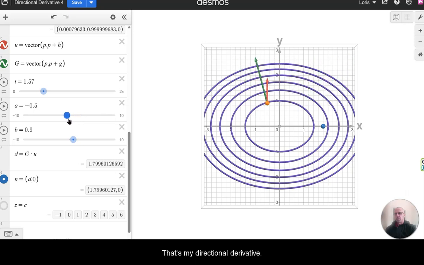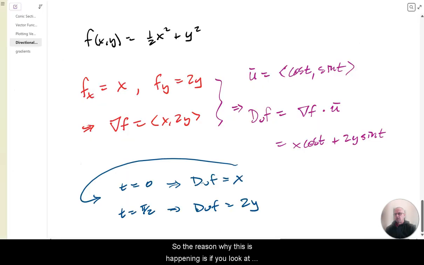That's my directional derivative, even though it kind of looks like these two are changing with respect to each other, and that's how directional derivative works. But I want you to notice that the gradient vector is getting longer and shorter, so that may have something to do with it. The reason this is happening is, if you look at the surface and then the gradient vector and the unit vector associated to it, if we find the directional derivative using those two vectors, we get x cosine t plus 2y sine t.